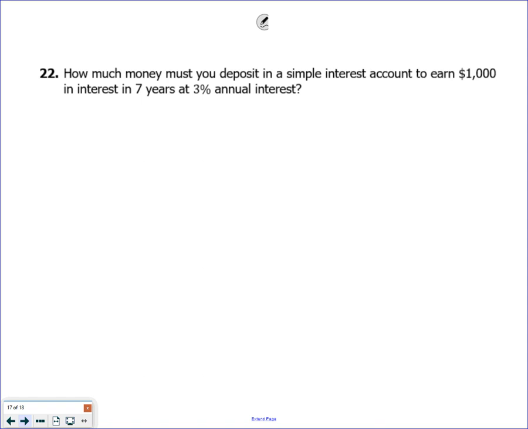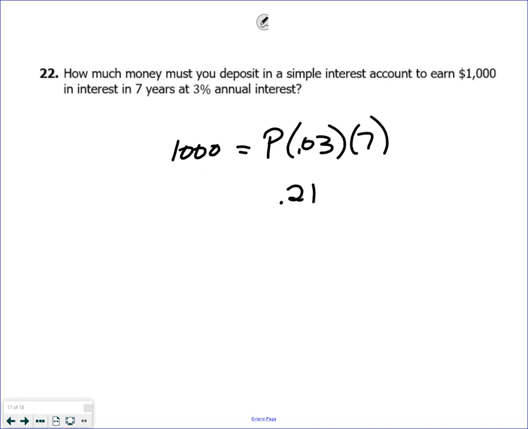How much money must you deposit in a simple interest account to earn $1,000? So there's your I. You're going to earn $1,000. P is we don't know. 3%. You'll be shocked at how many people will not put 3% as 0.03. It is 2 decimal places there. So now I multiply 0.03 times 7 and get 0.21. Divide both sides by 0.21.